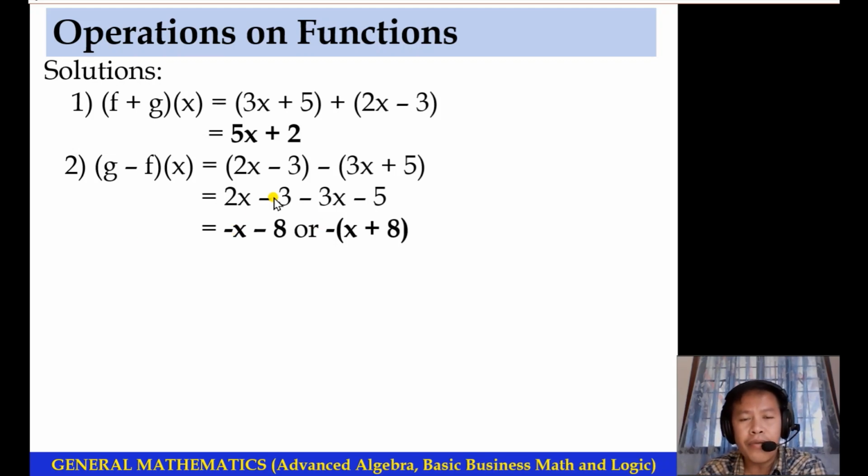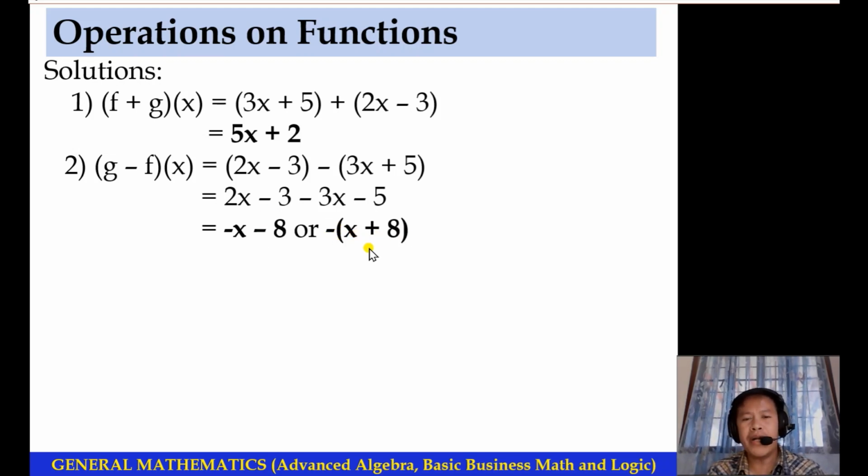Then, you are going to combine another similar terms, which are the constants. Therefore, you have negative 3 plus negative 5 is negative 8, or negative 3 minus 5 is negative 8. Now, if you are going to make this answer more appealing, you are going to have this in factored form. That is why you are going to remove the negative sign. Therefore, you are going to have this answer: negative quantity x plus 8.